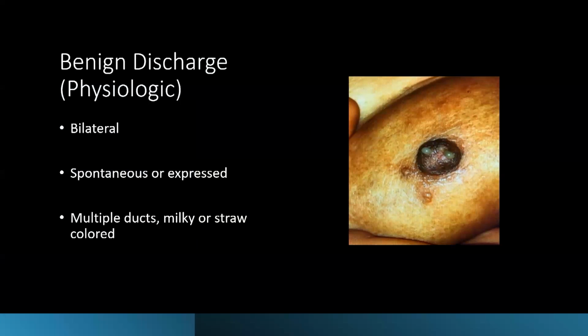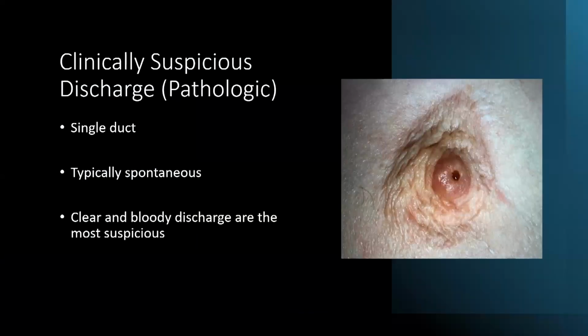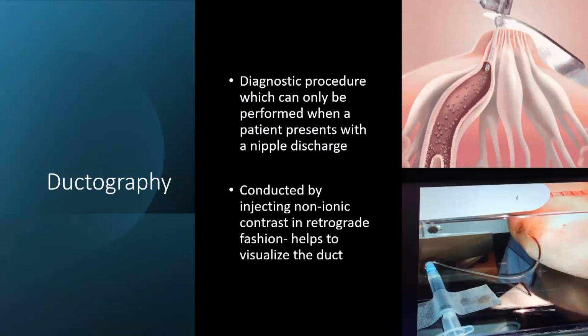Women may have physiologic discharge, which is bilateral, expressed or spontaneous, from multiple ducts, milky or straw colored, but clinically not suspicious. Pathologic discharge may be single duct, spontaneous, clear, or bloody, which is usually most suspicious. There are many ways to approach a pathologic type of discharge.